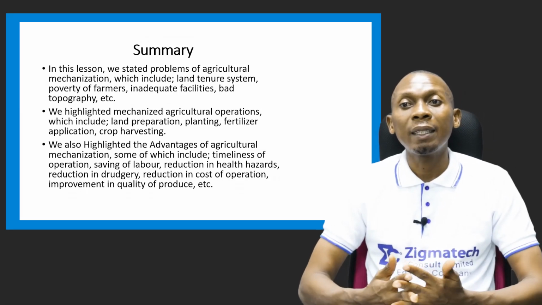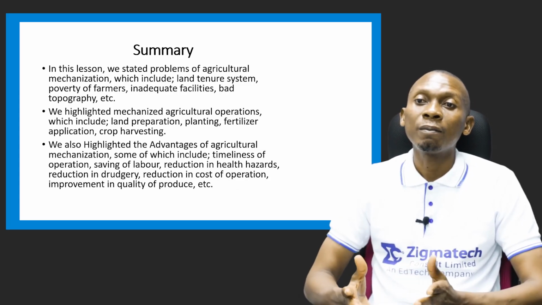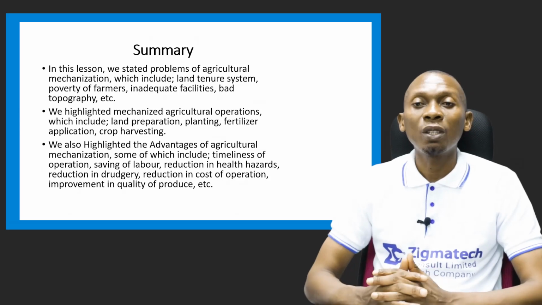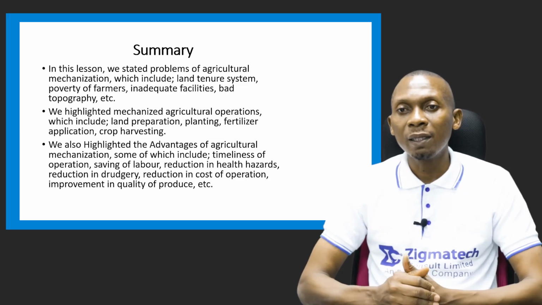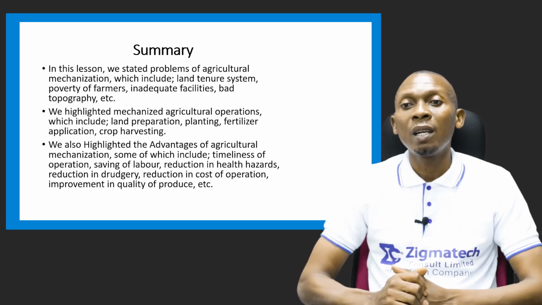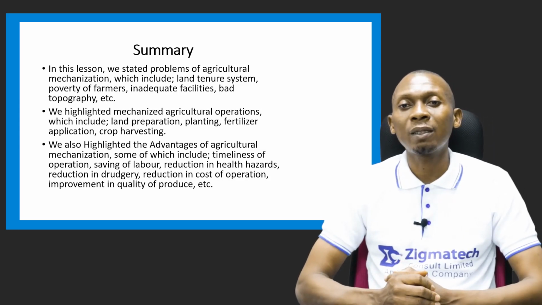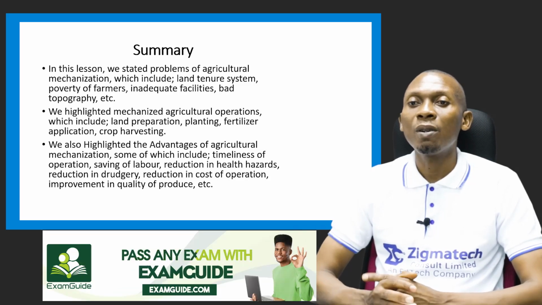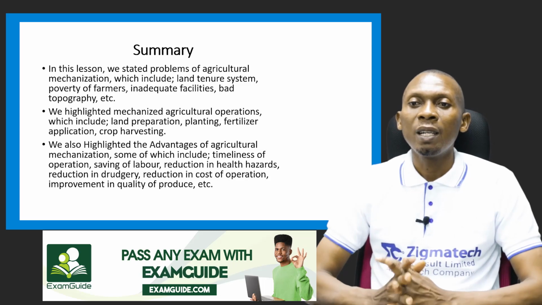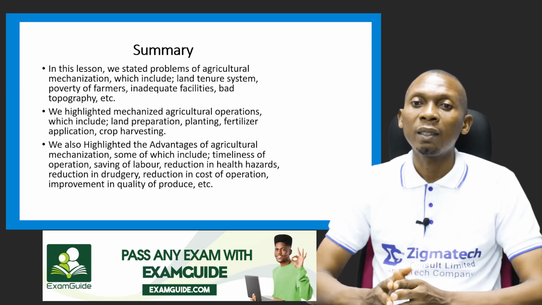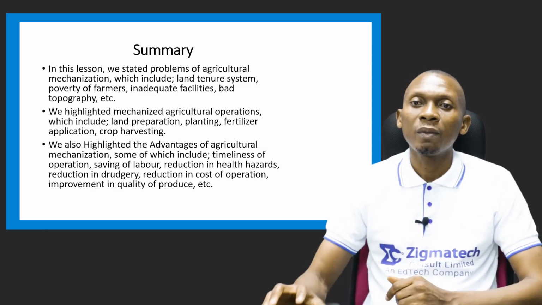We also highlighted mechanized agricultural operations. Those are agricultural operations that can be mechanized, which include land preparation, planting, fertilizer application, and crop harvesting. And we also looked at the advantages of agricultural mechanization, some of which include timeliness of operation, saving of labor, reduction in health hazards, reduction in drudgery, reduction in cost of operation, and improvement in quality of produce, just to mention a few. Thank you.